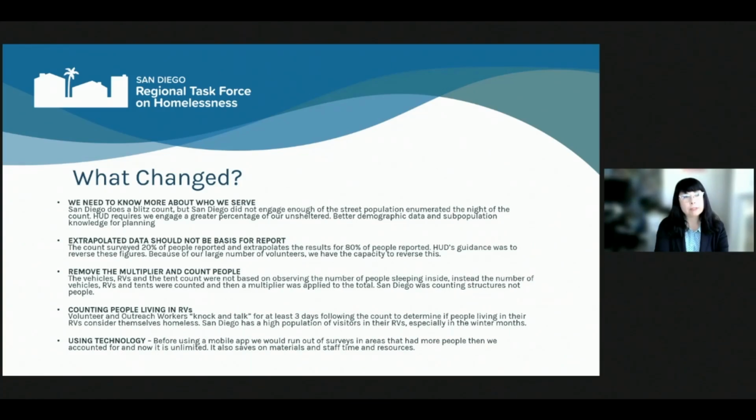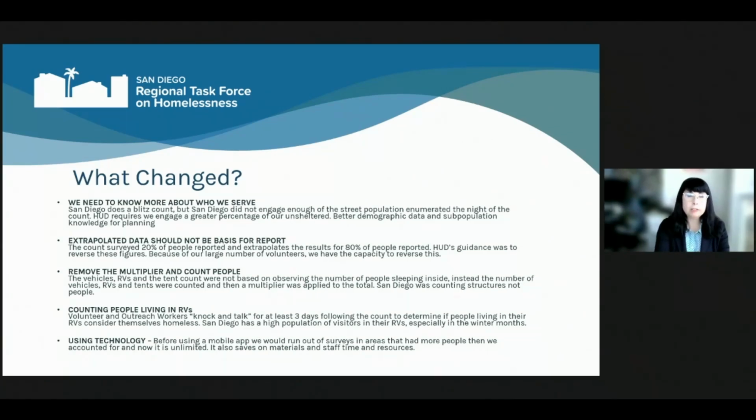So now for cars, RVs, and tents, we use a knock and talk method. And this does include follow-up. So there's a lot of follow-up for RVs, especially. San Diego has a high population of visitors in their RVs, especially in the winter months, the last week of January. So you cannot assume that if you see an RV that there are people in it and that those people are experiencing homelessness. So you need to knock and talk and ask them. And if so, then you would survey them and you would include that number in the count. That is the same with people in tents. You want to make sure that there's someone in a tent, not just count a tent and assume somebody is there.